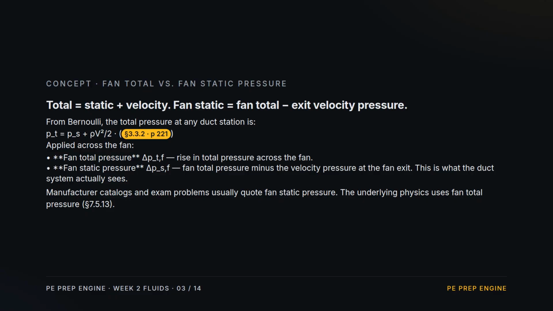2 pressures, 1 equation. Total pressure is static plus rho v squared over 2. Across the fan, total is the rise in total. Fan static is fan total minus the exit velocity pressure, what overcomes duct resistance. Catalogs and most problems quote fan static, but the physics uses fan total.